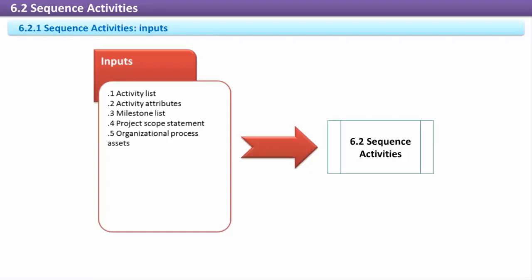Project scope statement. The product scope describes the characteristics and functionality of the product, service, or result. Compared to the project scope, it is more focused on explaining what the product will be and how it will be used. The scope statement may identify constraints that will generate dependencies and relationships between activities and might necessitate the need for leads and lags.